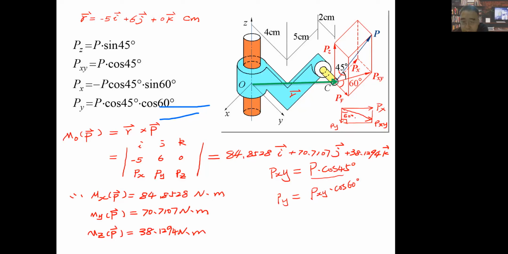If I rotate this here, maybe it's more like this. We have a pxy, and here is a triangle, and this direction is py. And this angle is 60 degrees. If we have this triangle, then here is pxy, and this py should equal pxy times cosine 60. Can you understand?